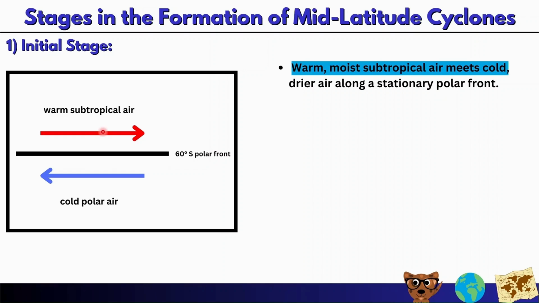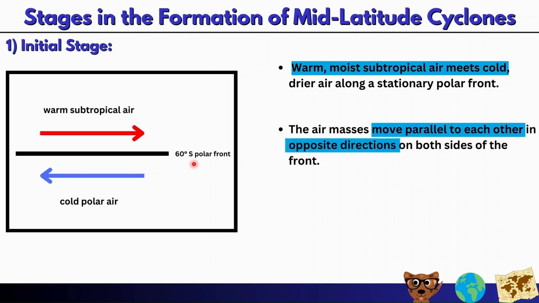So just remember that. In the diagram, we can see the warm subtropical air is represented by a red arrow, right? And the cold polar air is represented by a blue arrow. Now we can see that these two air masses move parallel to each other in opposite directions, obviously at the polar front, which is located at 60 degrees south or 60 degrees north. The air masses move parallel to each other in opposite directions on both sides of the front, right? This is exactly what I just said when we were looking at the diagram.